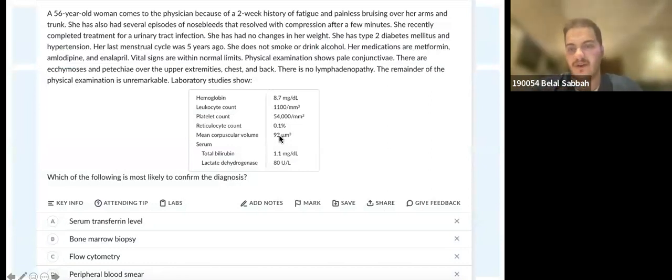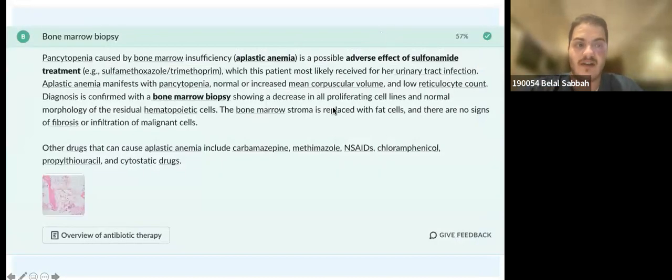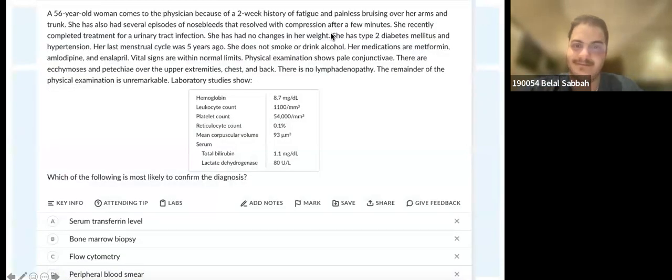Another big question. Okay. A 56-year-old woman comes to the physician because of a 2-week history of fatigue and painless bruising over her arms and trunk. She has also had several episodes of nosebleeds that resolved with compression after a few minutes. Oh, sorry, that was a spoiler. She recently completed treatment for a urinary tract infection. She has no changes in her weight. She has type 2 diabetes and hypertension. Her last menstrual cycle was 5 years ago. Does not drink alcohol.